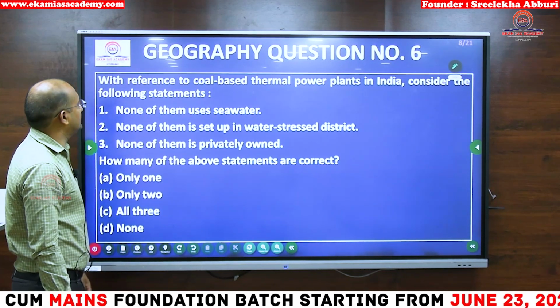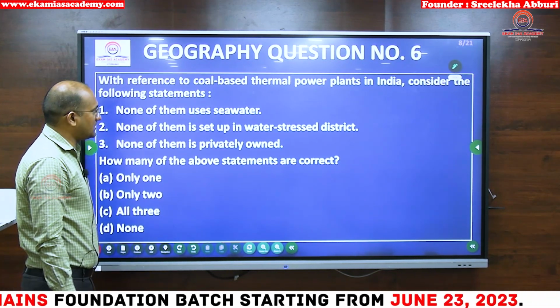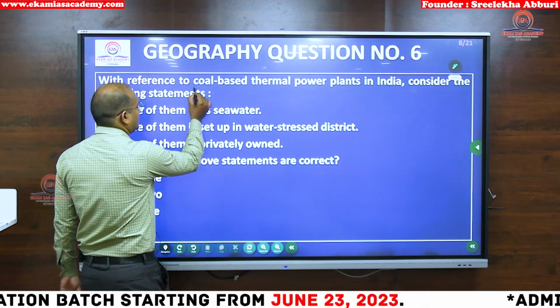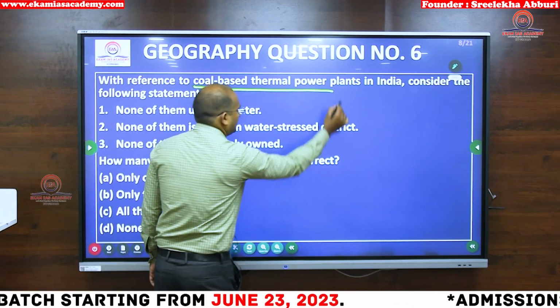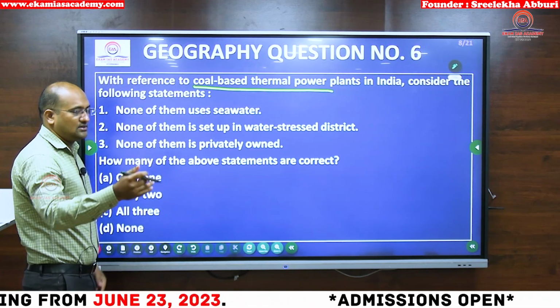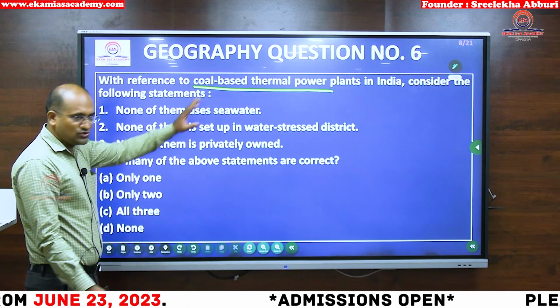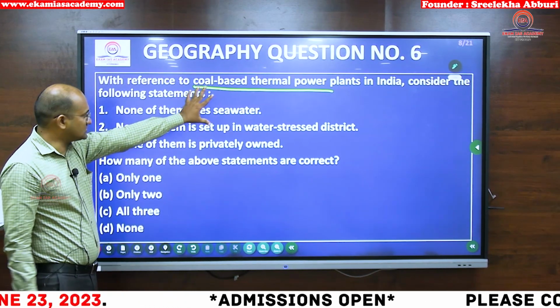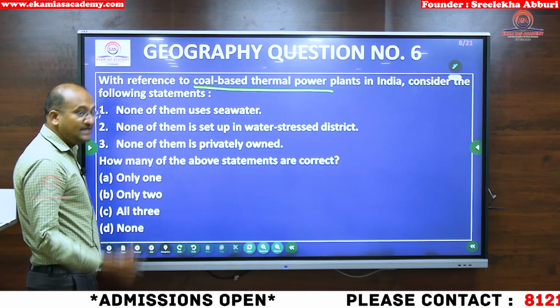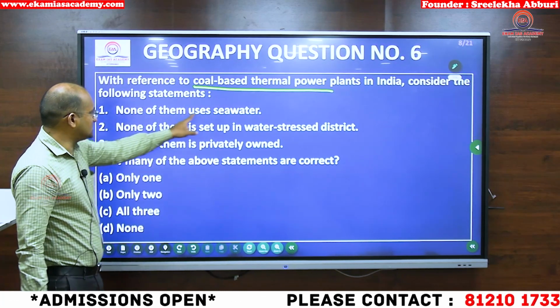Now, next, with reference to coal based thermal power plants in India, consider the following statements. You should always have an idea about thermal power plants, where they are located, and what the basic requirements of a thermal power plant are. So, that is the question. This question is based on your understanding of what a thermal power plant needs, okay. None of them uses seawater.